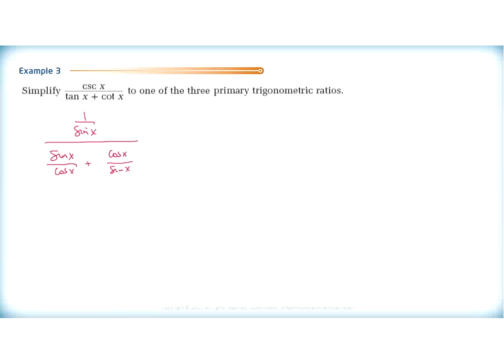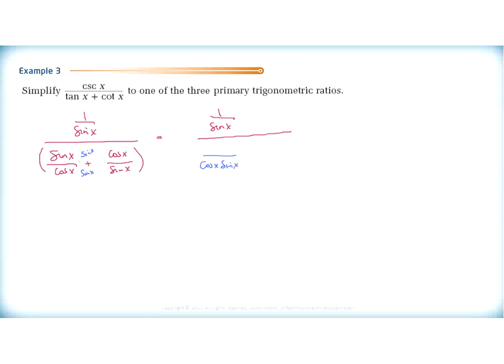In my denominator, I have two fractions that are added. I need to add these two fractions. In order to add these two fractions, I need to get a common denominator, or I need to write both of them with the same denominator. My common denominator between cosine x and sine x is cosine x times sine x. So if I want to write this fraction with a denominator of cosine x times sine x, I need to rewrite this fraction by multiplying numerator and denominator by sine x. This will give me a denominator of cosine x times sine x as an equivalent fraction.